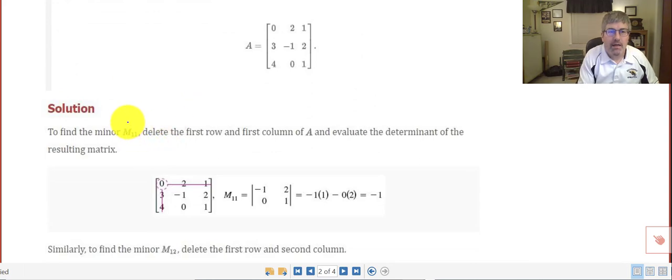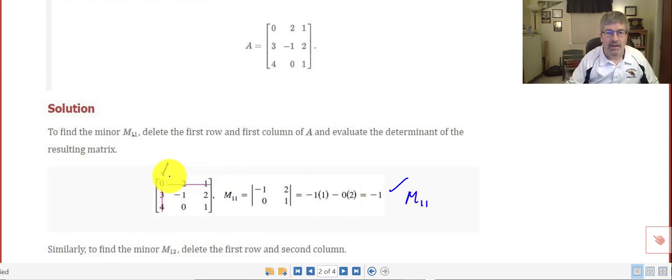To find the minor M11, meaning the minor of the first row and the first column, delete the first row and the first column of A and evaluate the determinant of the resulting matrix. For M11, we delete those rows and columns. We have a leftover matrix, a 2x2 matrix. So we multiply -1 times 1 minus 0 times -2, and we get -1. So that is M11. So that's our first minor for that particular location.